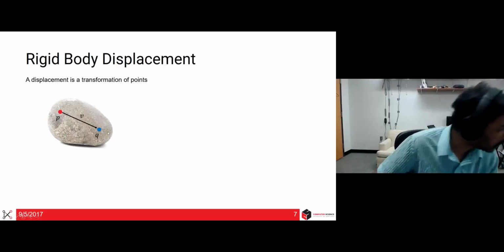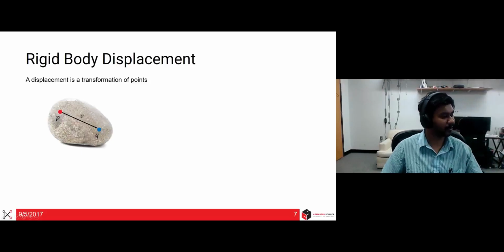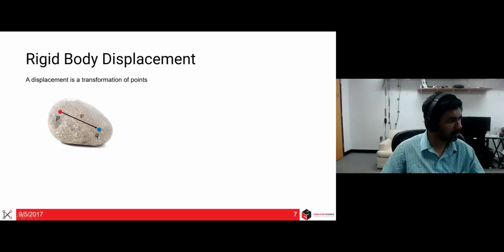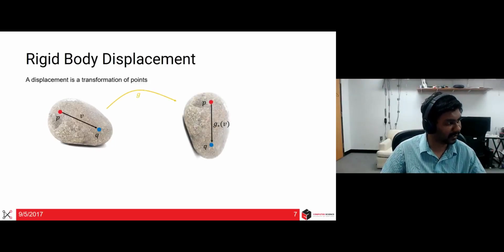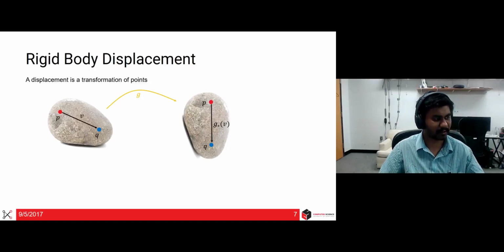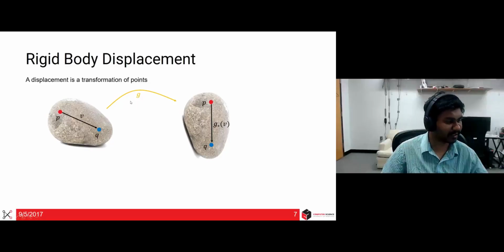So consider the rock and pick any two arbitrary points on it. Let's say the red one is P, the blue one is Q, and the vector goes from P to Q, and this is denoted by vector V. Then we transform this rock, all the points on this rock or the whole rock, it's the same thing, through this transformation G, such that you get P and Q. If you are carefully noticing, I have denoted the transformed vector as G star of V and not G of V.